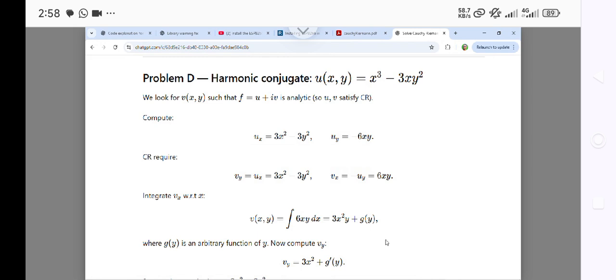So your v is just the complement of u, so that the function f becomes what? Analytic, or satisfies the Cauchy-Riemann condition. So how do we now find that? We have to find our u sub x and our u sub y from the main equation that is given. And when you do u sub x, you'll be having 3x squared.